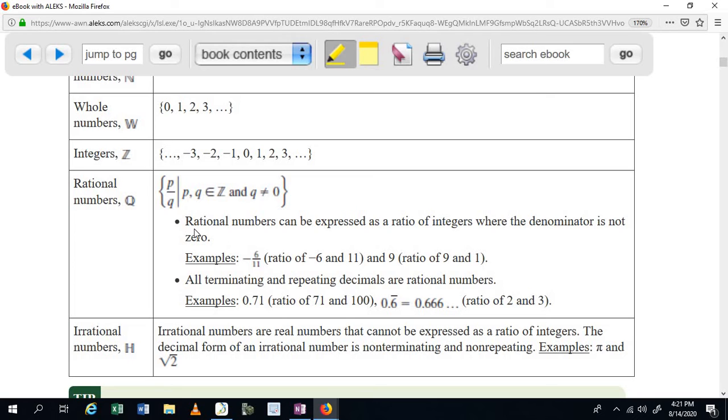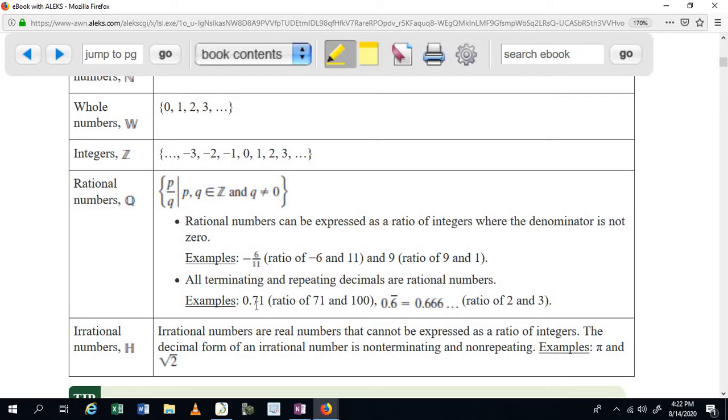Now, one way of remembering this is the word rational has the word ratio, and it's simply the ratio of two integers. That's what a rational number is. So think of it as fractions. Anything that can be written as a fraction is called a rational number. Now, in terms of decimals, all terminating and repeating decimals are rational numbers.